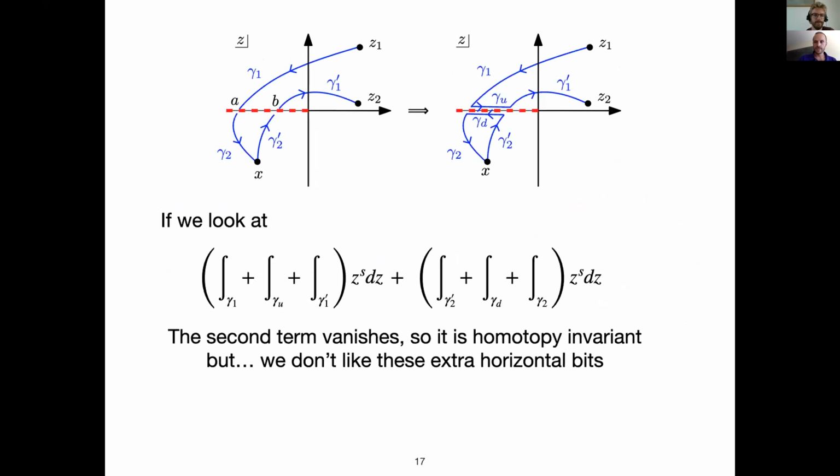So here is one way to have a homotopy invariant expression. We close up the contours by these gamma u and gamma d, gamma up and gamma down, pieces here. And we look at this expression, we split it into 2 pieces. The second term here vanishes because there's no pole inside, so it's just 0. So it would seem like you have a homotopy invariant expression, but somehow it's not quite the right way to do this, because these gamma u and gamma d pieces don't really cancel in the way you would want them to.